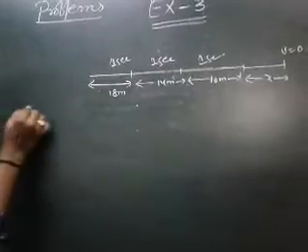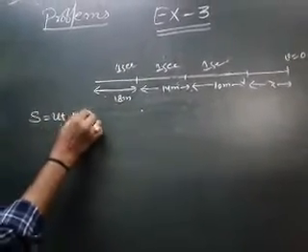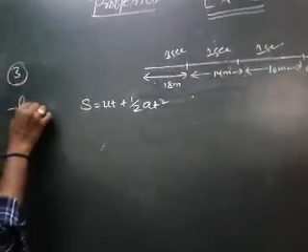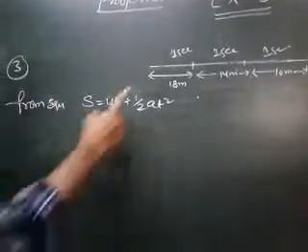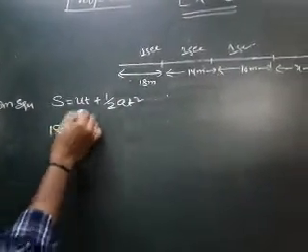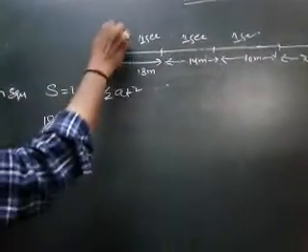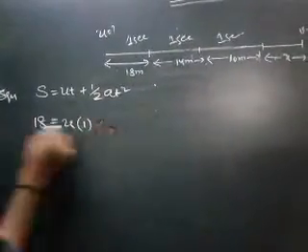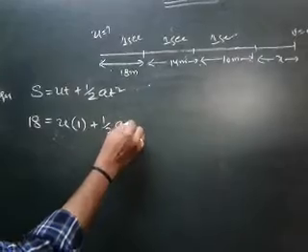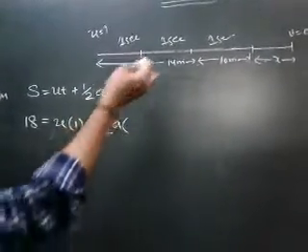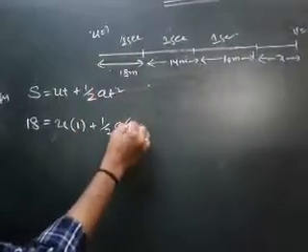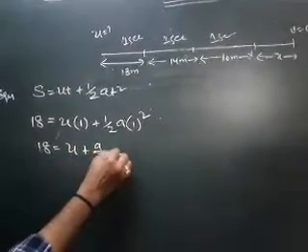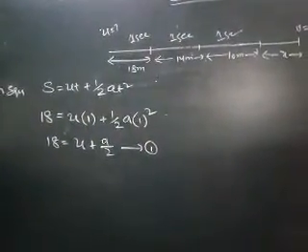Here the first distance expression is s is equal to ut plus half a t square, from the equation of motion. So first distance is 18. Initial speed we don't know. So u into t, plus half into a, the acceleration, retardation, that is negative acceleration we don't know, and t value is also 1. Therefore 18 is equal to u plus a by 2. This is equation 1, right?